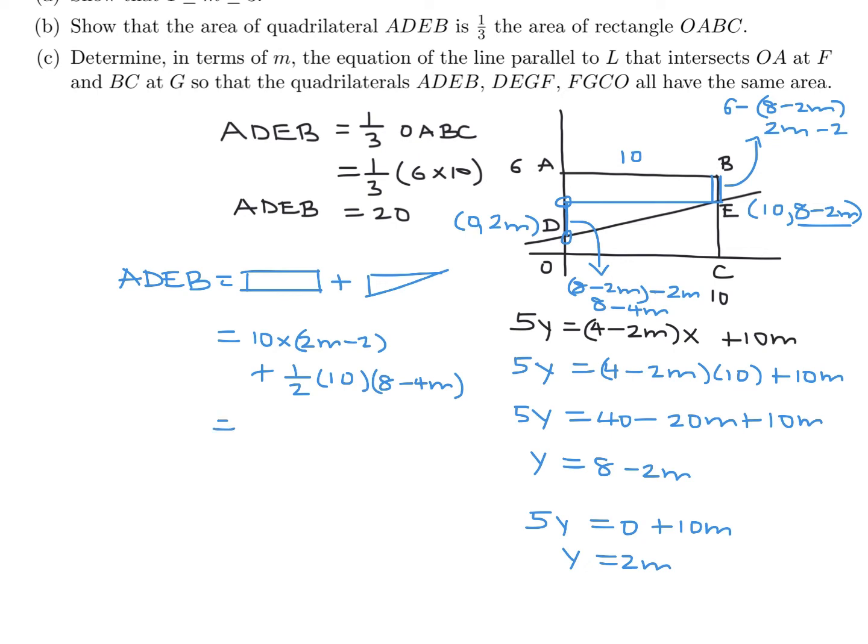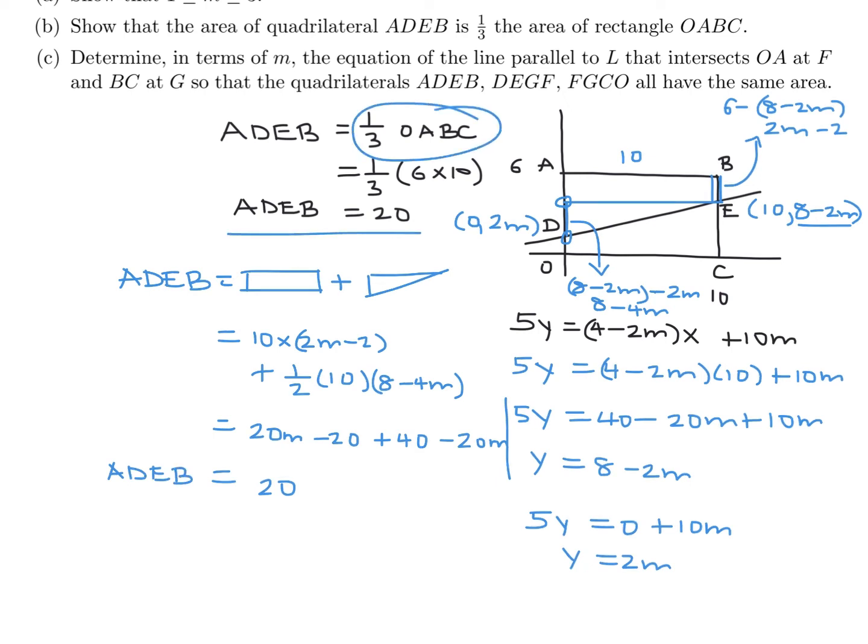So let's multiply this out. That's going to be 20m minus 20. And this is 5 times 8, which is 40. And then 5 times minus 4m is minus 20m. So look at that. The 20m's cancel. 40 minus 20 is 20. So we just proved that ADEB is 20, which is what we needed to prove to show that it's 1/3 the area of OABC.